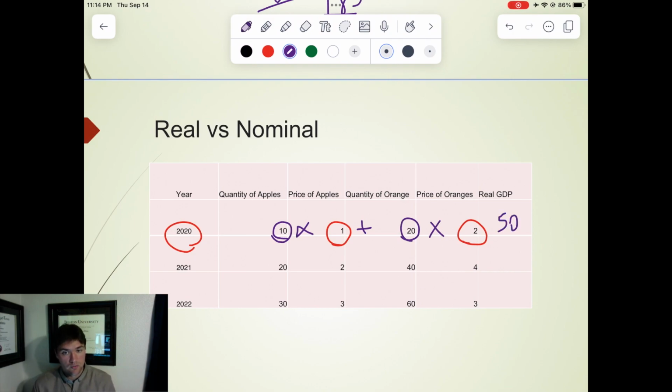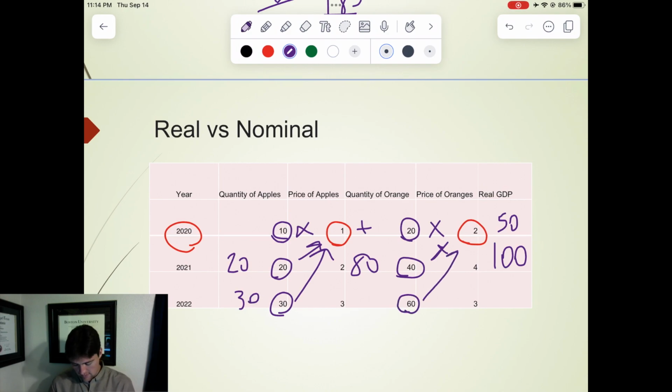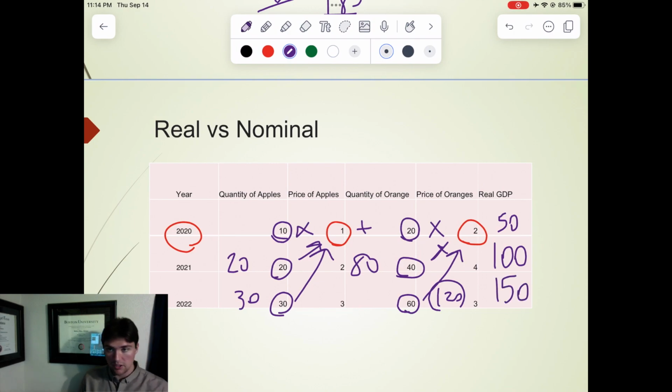Now, for 2021, you're going to take the quantity times the base year price. So you'll do 20 times 1, and then for oranges, you'll do 40 times 2, so that'll be 80. So now you have 100. And then finally, you'll do 30 times 1 and 60 times 2, which is 120. So that'll be 150. So the real GDP is going to be 50, 100, and 150.